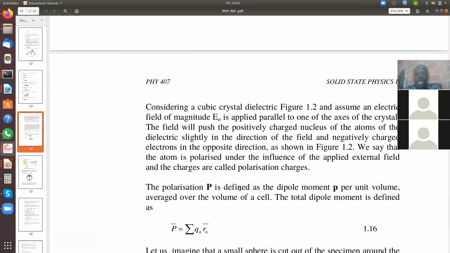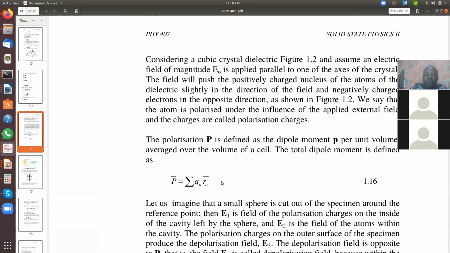So the polarization P, the definition of polarization P, is the dipole moment per unit volume. If somebody has to define what polarization is, it is just the dipole moment per unit volume, averaged over the volume of a cell. That is, you find the dipole moment and divide it over the average volume of the cell. So the total dipole moment is defined as this. If you have different polarization fields within a particular crystal, the combination of all of them will give you the total dipole moment, defined by P bar equals the summation of Qn Rn, where Qn is the charge and Rn is the distance.